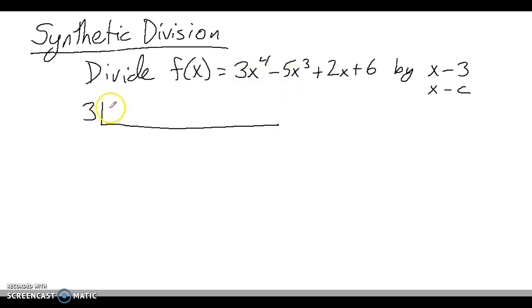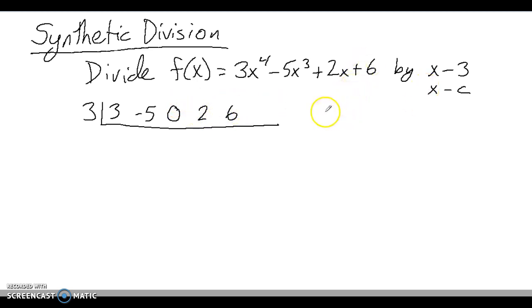And this is where things get a little bit tricky. We do have 3x to the fourth. We have negative 5x cubed. But we don't go to 2 next. We don't see the x powers in here, which means synthetic division assumes every power of x is showing up. If that's 3x to the fourth, that's negative 5x cubed, then we need x squared here. Since we don't see any x squareds, we need to put a 0. That's our coefficient. So we have 0x squared, 2x, and 6.